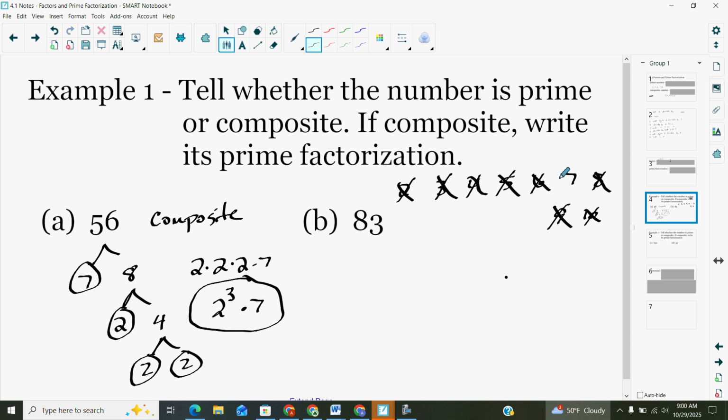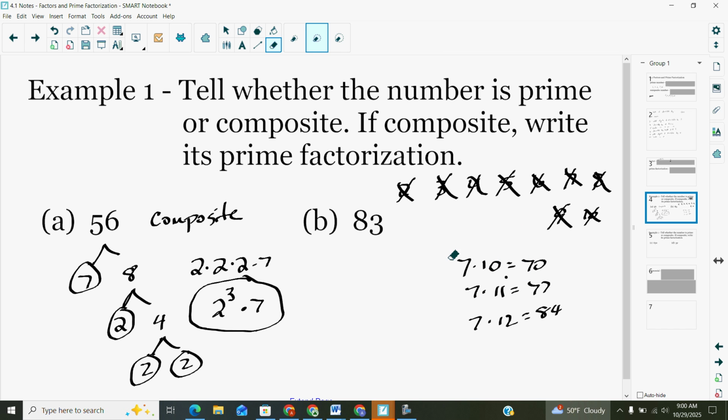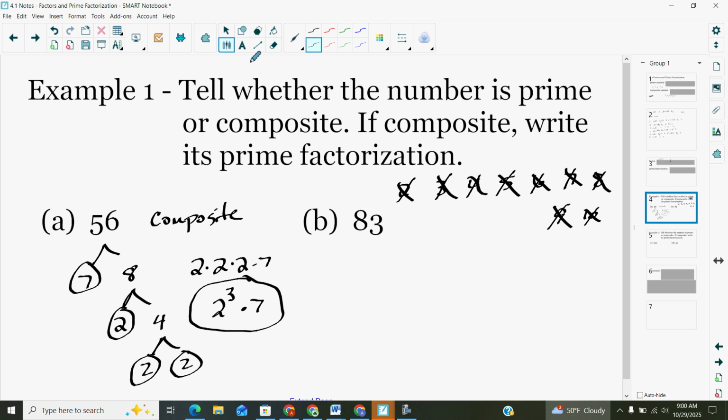Let's think about, well, 7 times 10, that's 70. 7 times 11 is 77. So 7 times 12 is going to be 7 more than that. That's 84. Notice we missed 83 there. It's not divisible by 7. You might want to think through 11. Well, 11 times 7 is 77. 8 times 11 is going to be too big. Notice this is a prime number. The only whole numbers that multiply to 83 are 1 times 83, therefore it is prime.